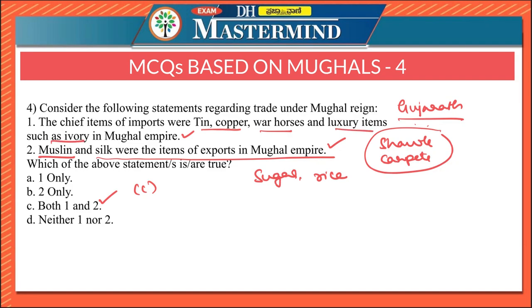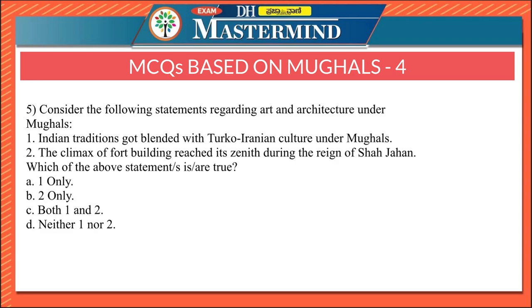The balance of trade was maintained by the import of gold and silver. The growth of foreign trade had resulted in the increased import of gold and silver in the 17th century. Please remember these points. Fifth question says, consider the following statements regarding art and architecture under Mughals.